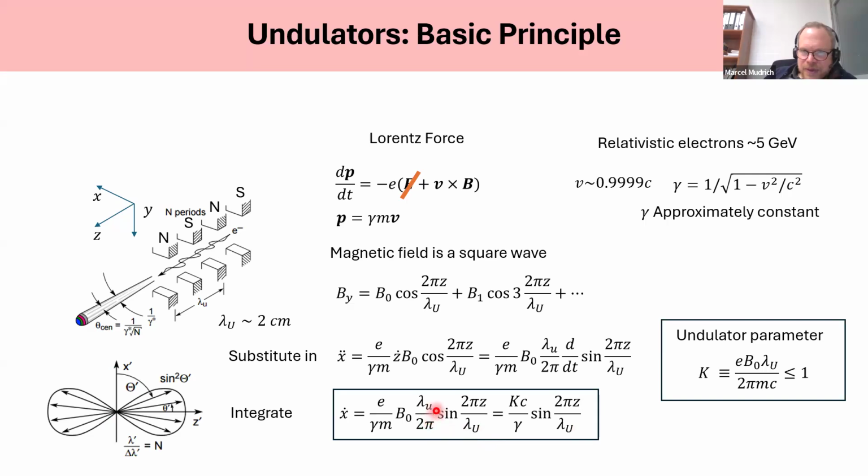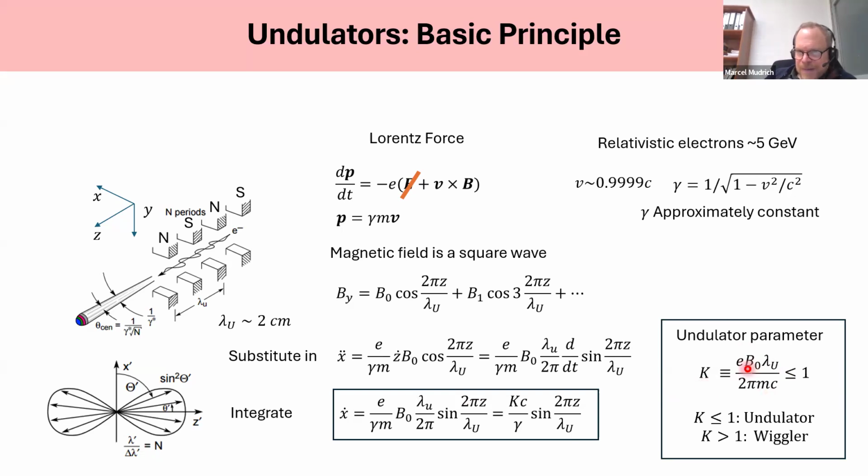In particular, this prefactor has its own definition. So eB times the undulator wavelength divided by 2 pi times the electron mass times the speed of light, that is called the undulator parameter. And that's an important parameter. For undulators, this is usually a number smaller than 1. But if K is larger than 1, then we talk about a wiggler.